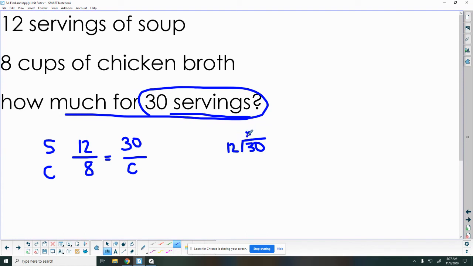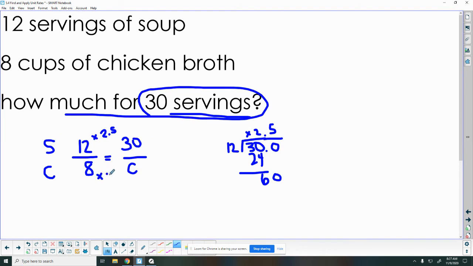12 can't go into 3. It can go into 30 2 times, which is 24. 6 left over. I can add this 0 here and put that decimal there. Same problem. 12 goes into 60 5 times. So I know that it takes 2.5 times the recipe to get to 30 servings.